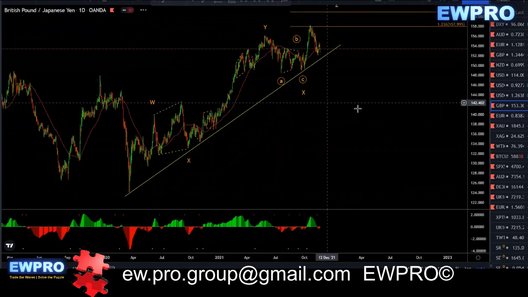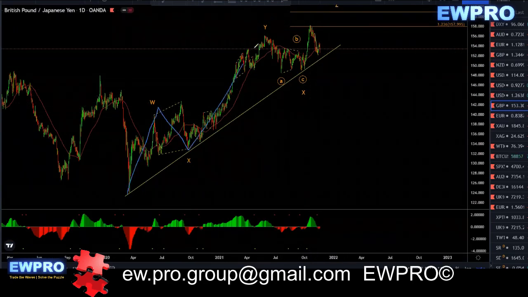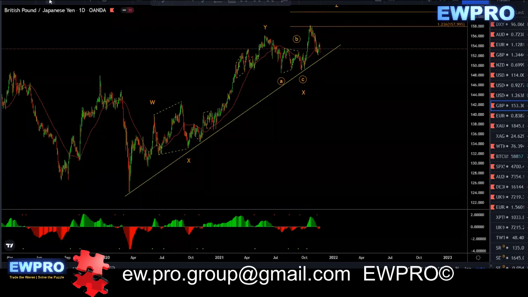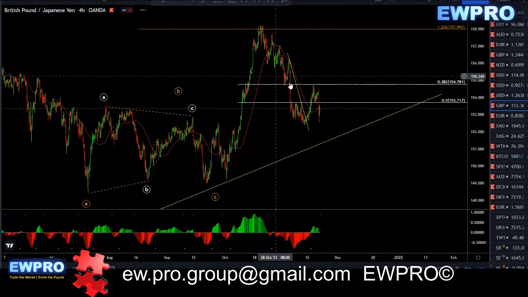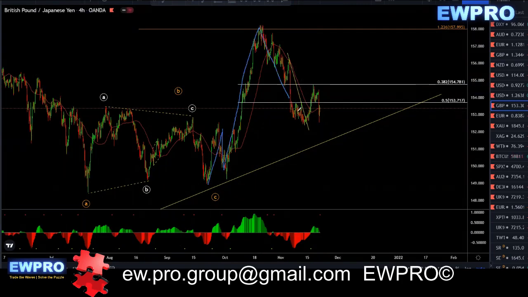GY on the daily, we got the 5 up. We got 1, 2, 3, 4, 5 up to that first target 123.6. We got the cross down. Here we got WXY X2. Well, this is a larger correction, so it's not an X2. We were just looking for X2 down to that 38.2.